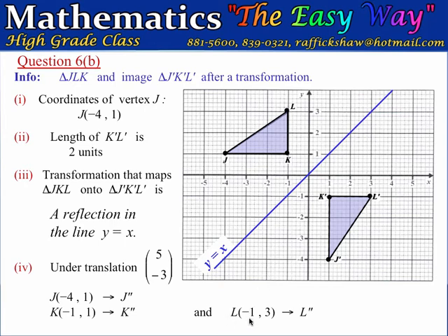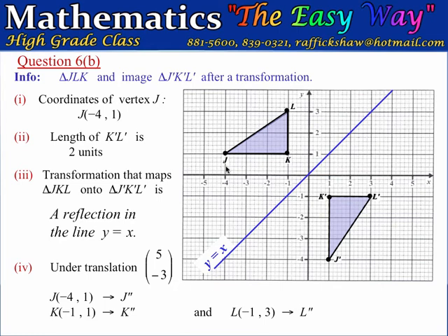And we want to see what the image of these points will be after a translation given by 5, negative 3. Now the translation 5, negative 3 will move each point 5 units to the right and 3 units downward. That's what this translation will do. But let's construct the translation on this diagram.